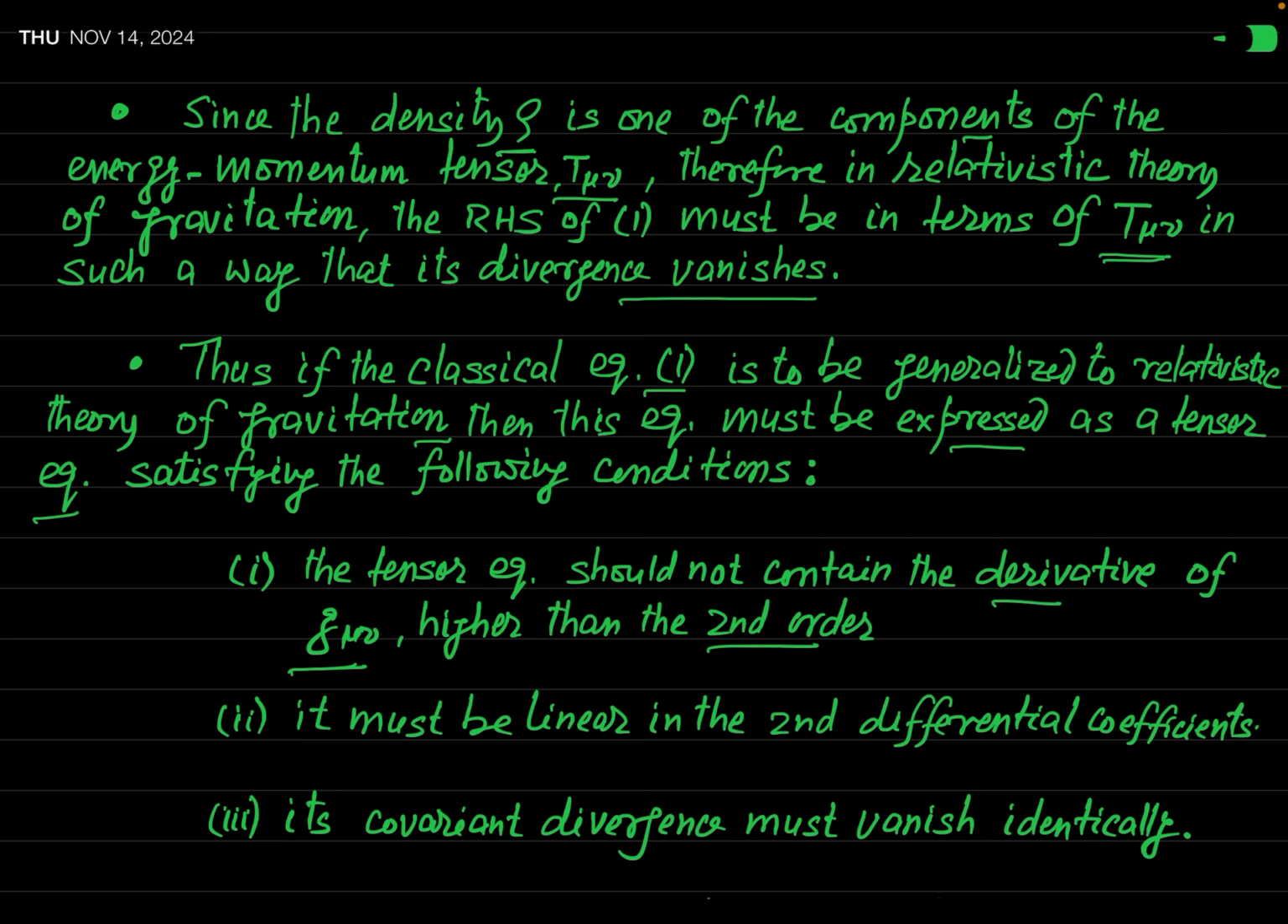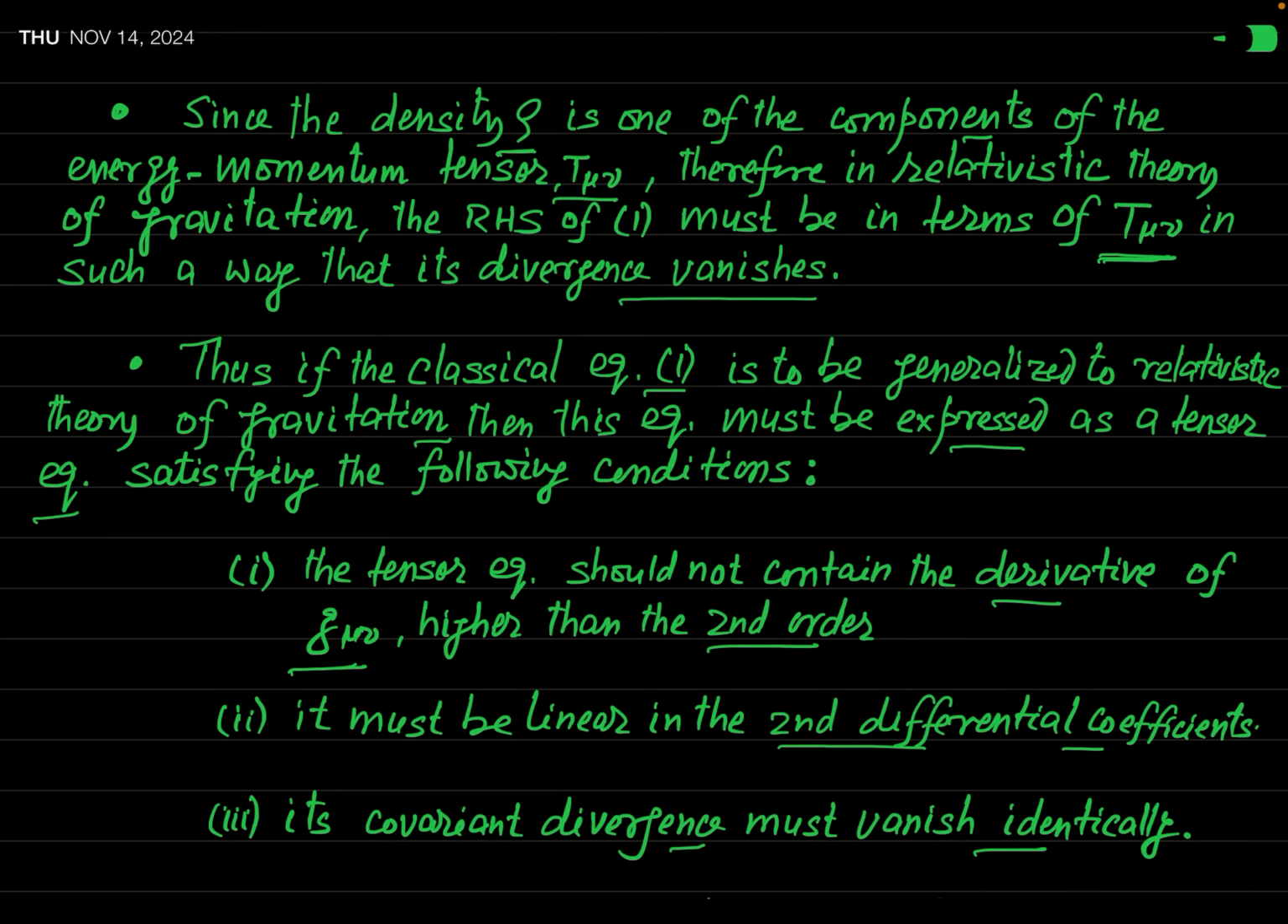Again, this equation must be linear in the second differential coefficient. And the third one is that its covariant divergence must vanish identically, because the covariant divergence of T mu nu is 0. So if you replace rho by T mu nu, then this fact must hold.